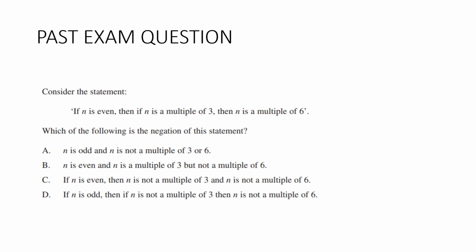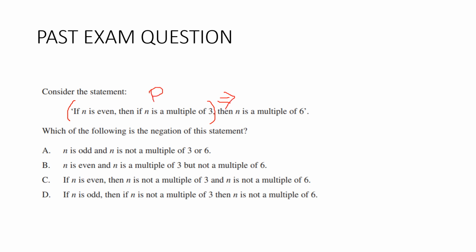Here's a past exam question. Consider the statement: if n is even, then if n is a multiple of 3, then n is a multiple of 6. Which of the following is the negation of the statement? Now this one's a bit confusing because it looks like it's got 3 parts. But actually this part here is the premise. It's basically saying if n is even and n is a multiple of 3, then n is a multiple of 6. So here's our premise.